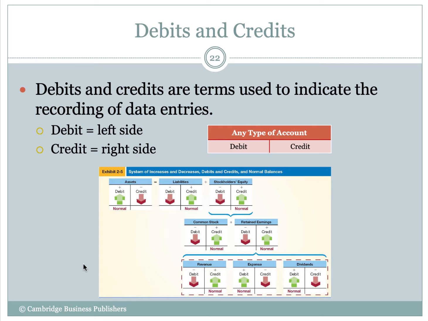Okay? Now let's look at revenues, right? Because revenues, expenses, and dividends all impact our retained earnings, right? So how does a revenue behave? Well, a revenue increases with the credit, decreases with the debit, credit is the normal balance side. What about expenses? Well, expenses increase with the debit, decrease with the credit. For an expense, debit is the normal balance side, okay? Dividends. How do dividends behave? Well, dividends increase with the debit, decrease with the credit. Debit is the normal balance side for a dividend.